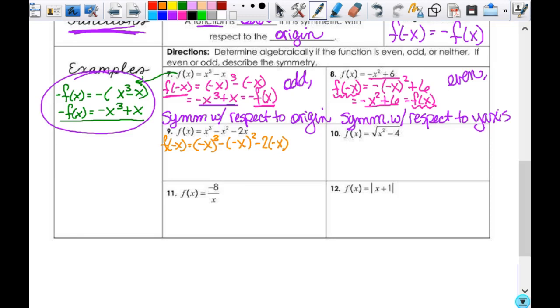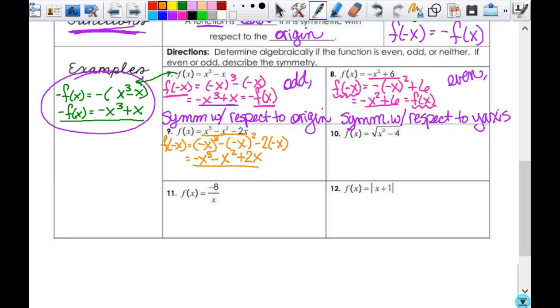All right, number 9. So f of negative x equals negative x cubed minus negative x squared minus 2 times negative x. All I did was substitute it in, right? What is negative x cubed? Negative x cubed. Minus negative x squared is just x squared. Okay, but it's minus. This minus comes from here. This one gets taken care of and it goes away. And then negative 2 times negative x is positive 2x.